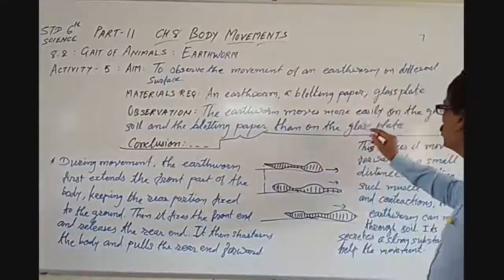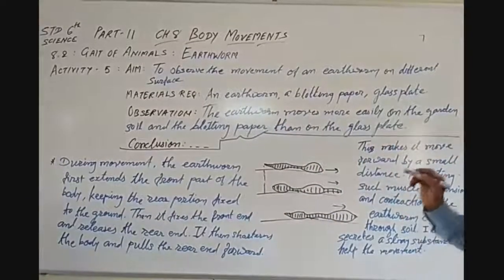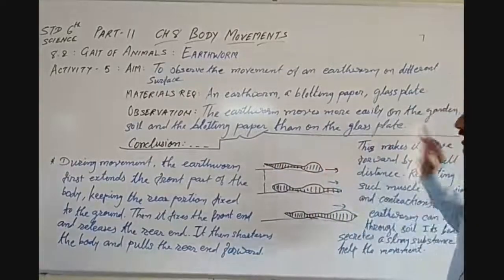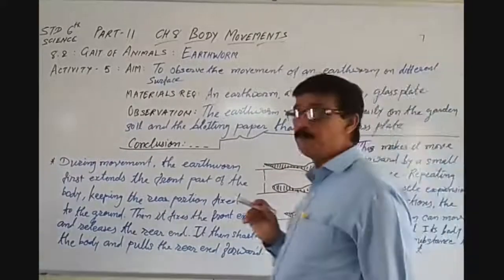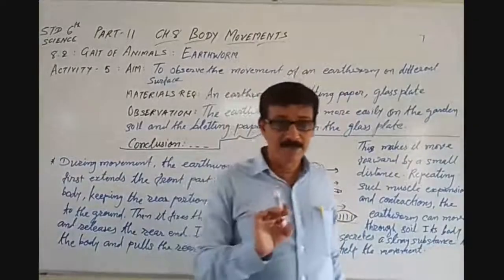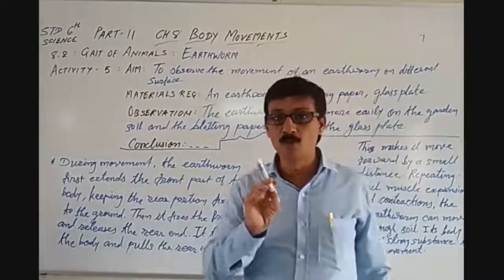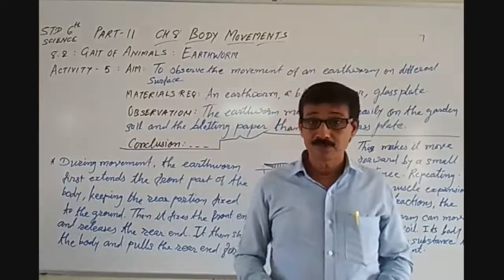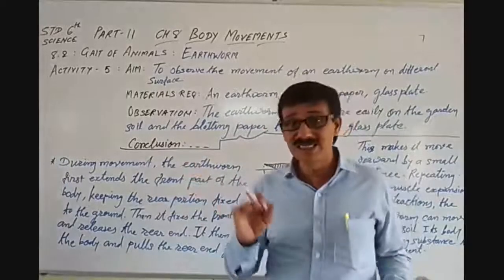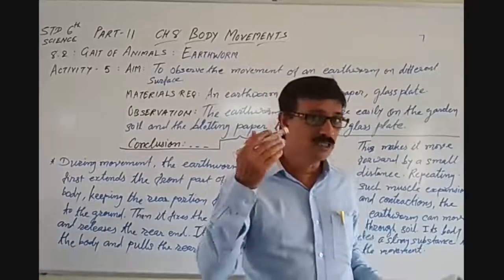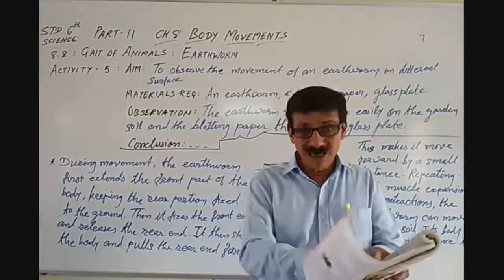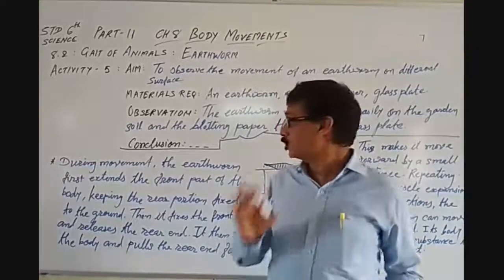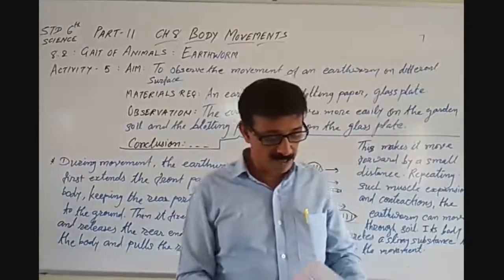The earthworm moves more easily on garden soil and blotting paper than on the glass plate. Why? Because the glass plate is slippery. That is why the earthworm cannot move easily on the glass plate. Now we will discuss the conclusion. Whatever is in the textbook now is our conclusion. So let's go further.